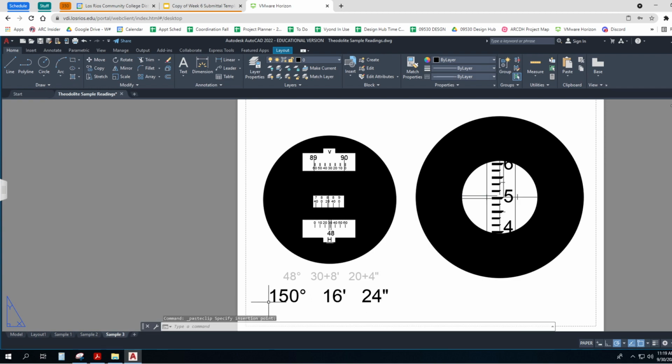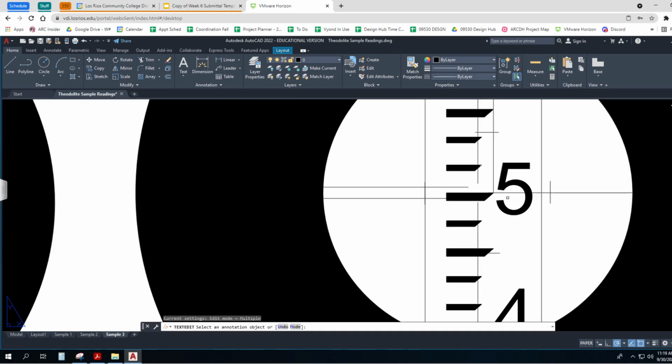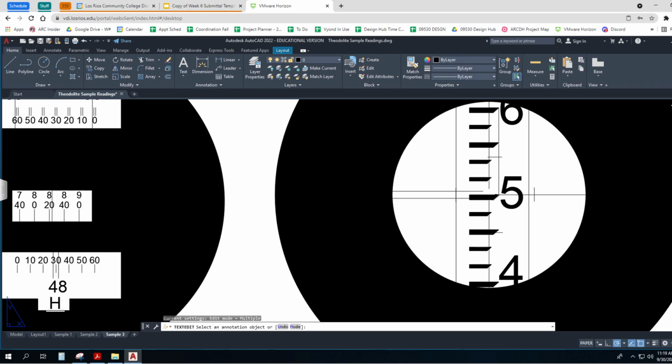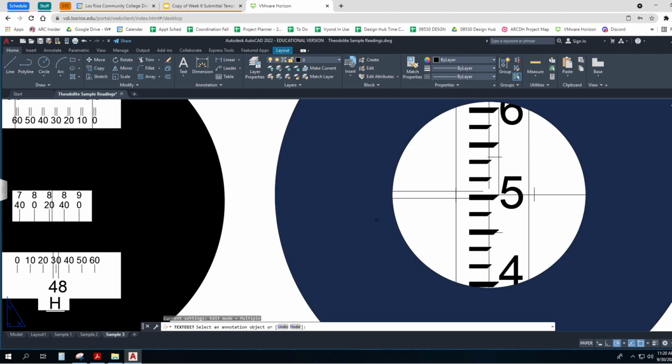That turns into 48 degrees, 38 minutes, and 24 seconds. Now we can see over here, oh, I'm right on the 5 again. This one's right on the 5. This little sharp point is exactly where the line should be. Right on the 5, at 5.0 inches.